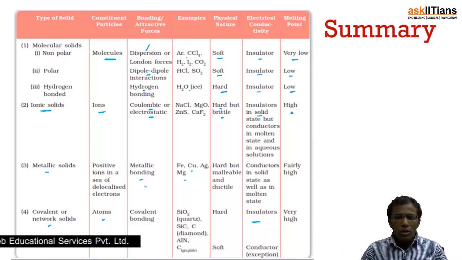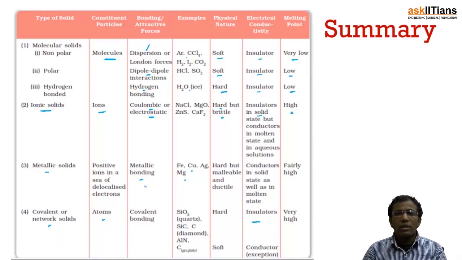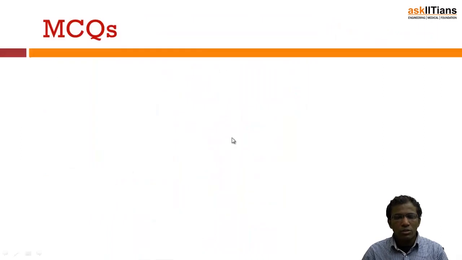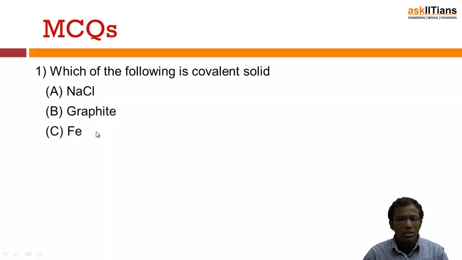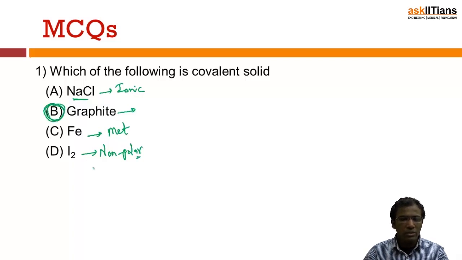Okay. So depending upon our understanding, let's test our understanding in this particular part. For that, we'll solve some multiple choice questions, and let's see how much we understand this topic. So which of the following is a covalent solid? Options given are NaCl, graphite, iron, iodine. So 4 options are given. NaCl is not a covalent solid, it is an ionic solid, and graphite is a covalent solid, iron is a metallic solid, and iodine is a non-polar molecular solid. So the option will be B. So B is the correct option.